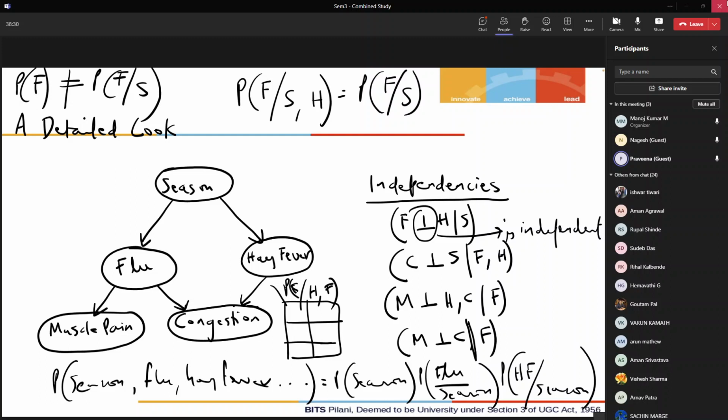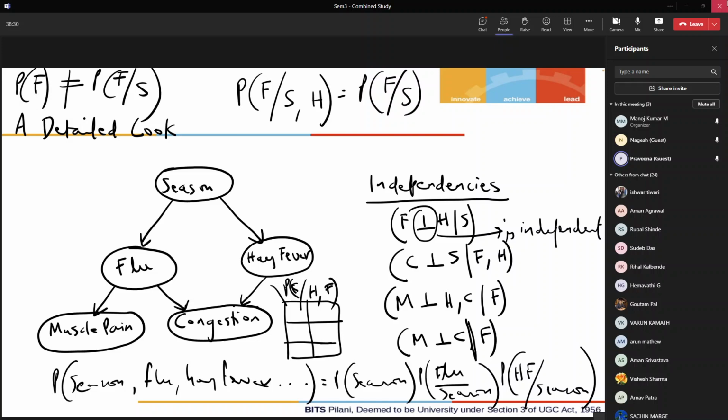This would have been written in the normal chain rule. The first step would be probability of S given F comma H comma M comma C. I'm expanding every line one by one. So the first time I will say probability of S given F comma H comma M comma C. This given thing is a slanting line, not a perpendicular line. It's a left slash or right slash. Left side slash.